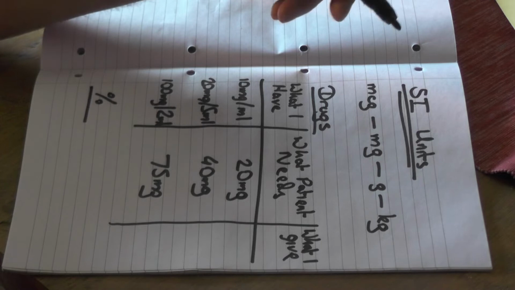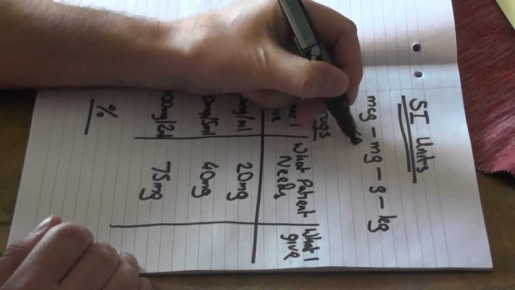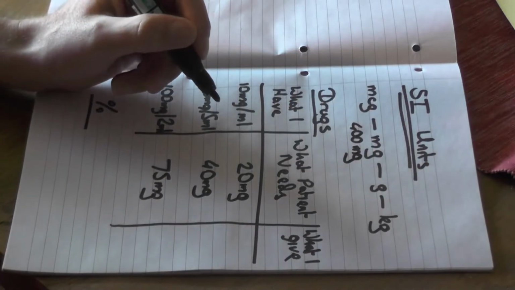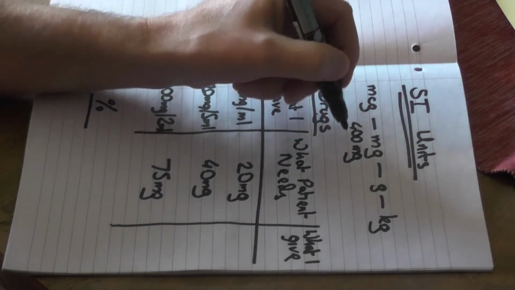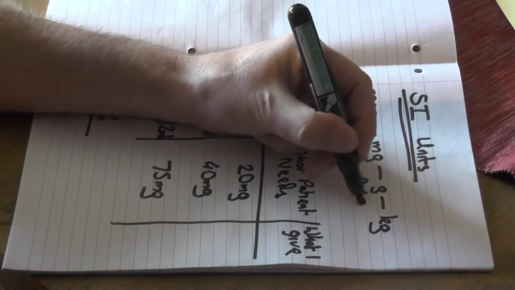So anyway, just to clarify, if we've got a drug that is, say, 400 milligrams, and we want to convert that into grams, well, because it's a factor of 1,000, 400 milligrams will actually equal 0.4 grams.